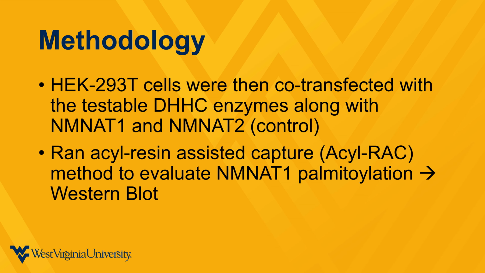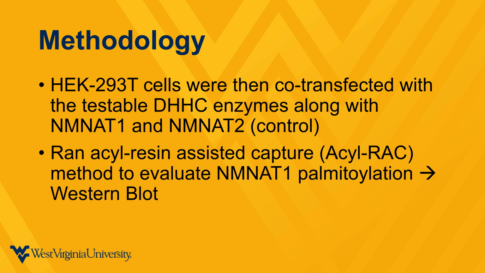So now after this step, we are co-transfecting HEK293T cells with the testable DHHC enzymes along with NMNAT1 and NMNAT2. NMNAT2 is going to be used here as a control because it is known to be palmitoylated, so we will expect to see a band here, and that's used as a positive control. Some DHHCs are expected to enhance this NMNAT2 palmitoylation. And of course, we're going to be running NMNAT1 and DHHC together to see if DHHC will enhance the palmitoylation of NMNAT1.